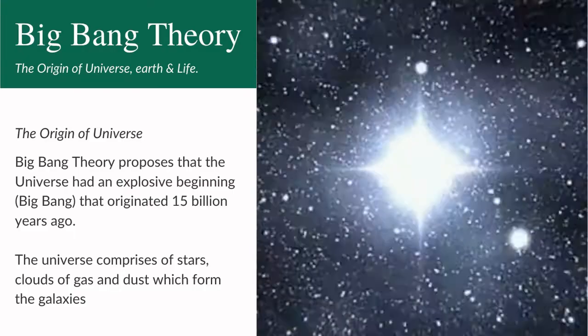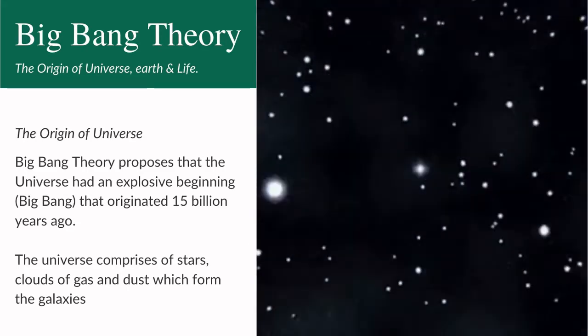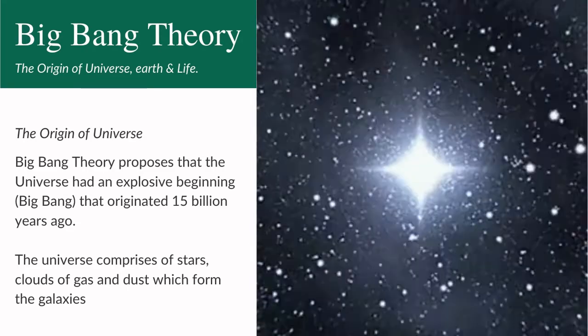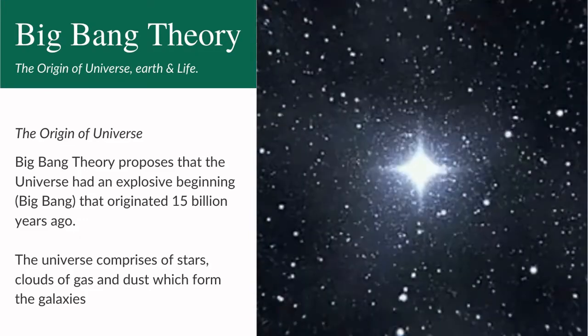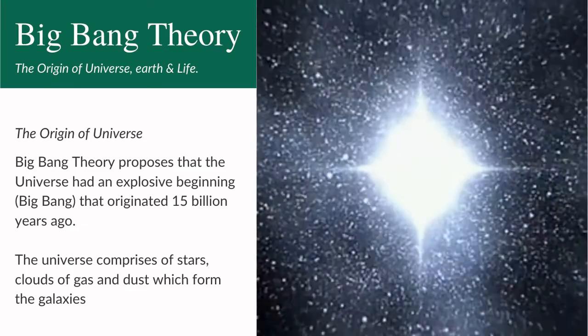How did the universe and the galaxies form? The Big Bang theory explains the origin of universe. It proposes that the universe had an explosive beginning that originated 15 billion years ago. The universe comprised of stars, clouds of gas and dust which form the galaxies.